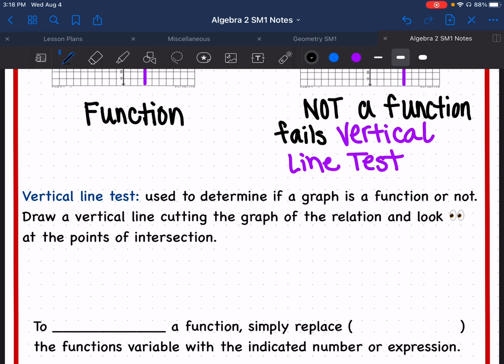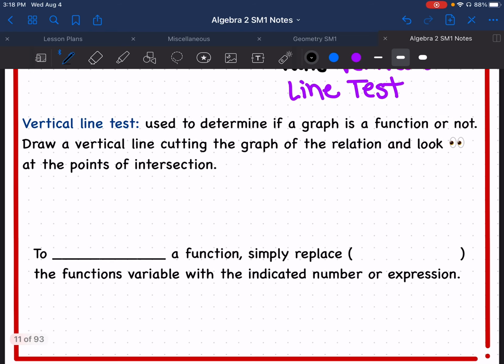It's used to determine if a graph is a function or not. You just need to draw a vertical line cutting your graph of your relation and look at the points of intersection. More than one, not a function. One, it is a function.